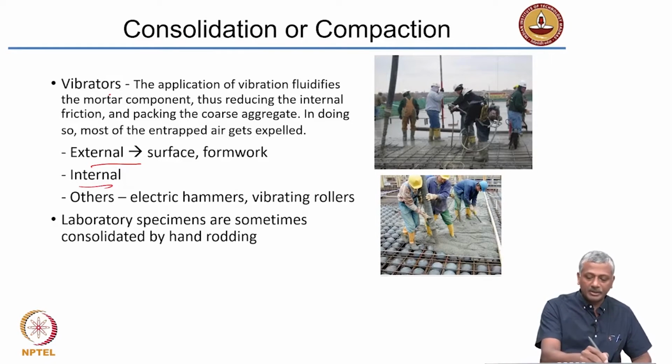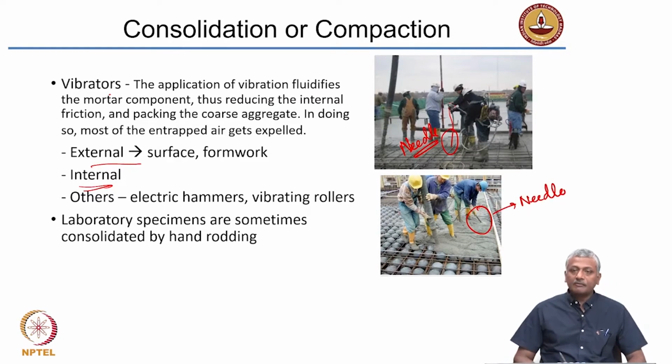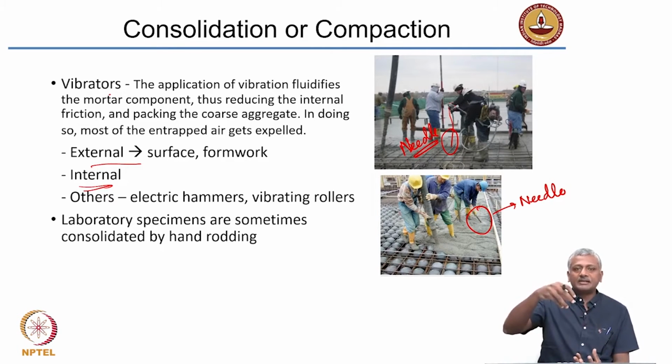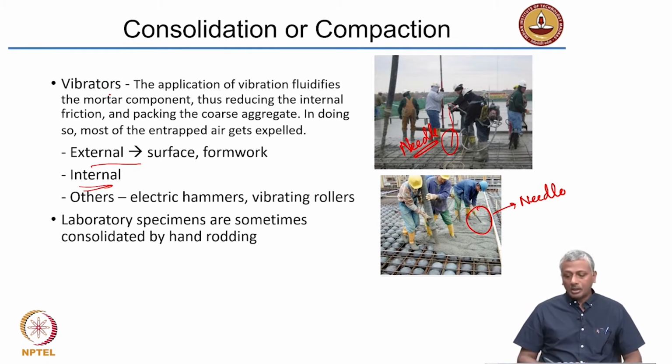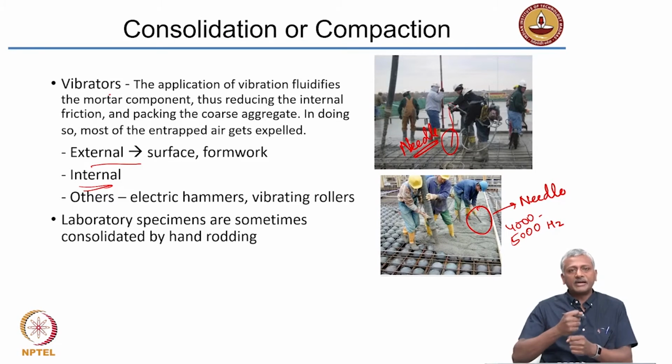Or you can have an internal vibrator, like what these people are doing. You see that this guy is holding a needle, that is a needle vibrator. It is a vibrating needle again here. So, needle vibrator basically is a rod of steel, which is being made to vibrate at a very high frequency. We are talking about 4000 to 5000 hertz. Okay, this vibrates at a very high frequency.